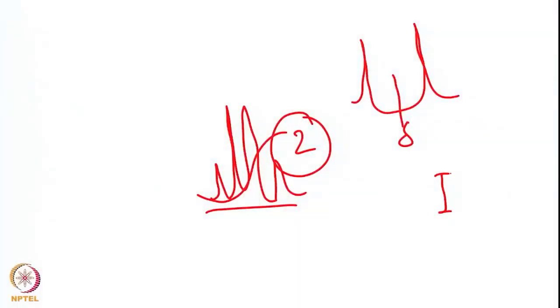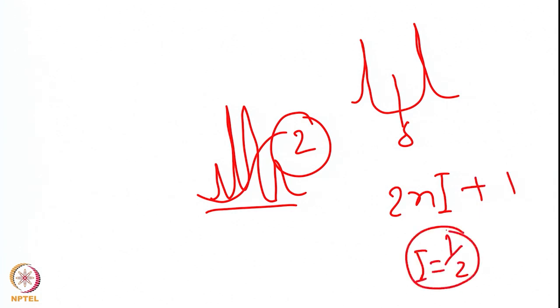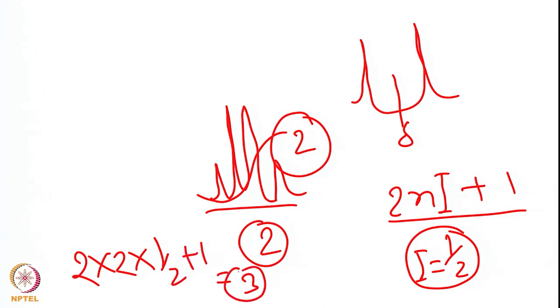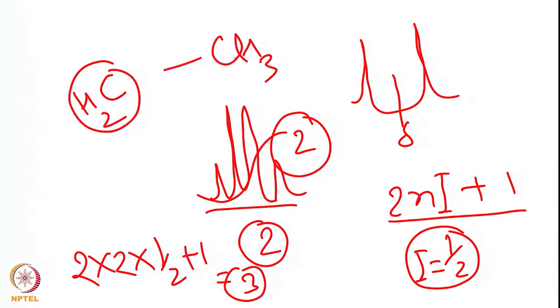Then we mentioned that the number of lines into which a signal will be split depends upon 2nI+1. So if it is because of protons, where I of a proton, or hydrogen, is half, and there are two protons, then it will split into 2 into 2 times half plus 1, that is actually 3. So the CH2 will split the CH3 in ethyl alcohol into 3, with the ratio 1:2:1. I am going to come to how this ratio arises; that is the idea we discussed in the next slide.